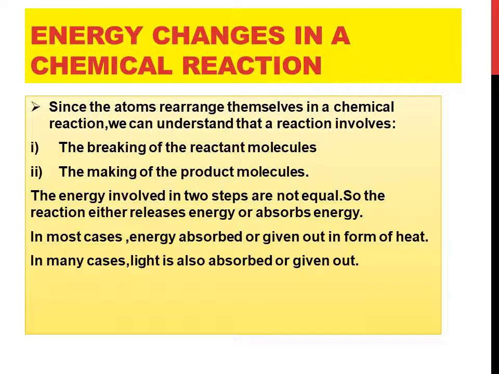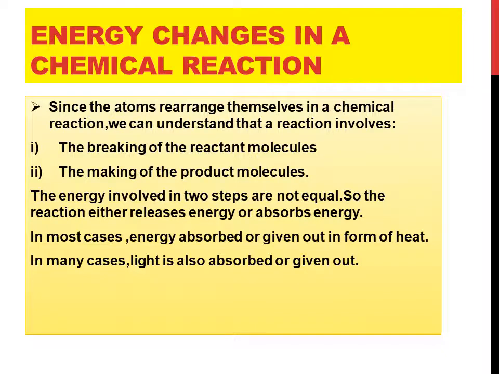In most of the cases, the energy absorbed or given out is in the form of heat. However, in many cases, light is also absorbed or given out. So this energy change that we are talking of in a chemical reaction occurs mostly in the form of heat. But in some of the reactions, light is also absorbed or given out. A reaction may need some heat for its occurrence, or after the reaction has occurred, there could be a release of energy.